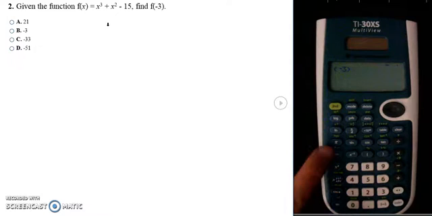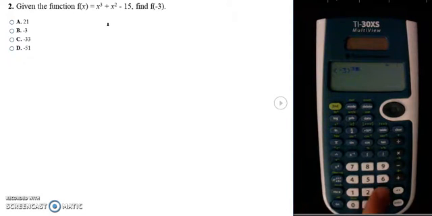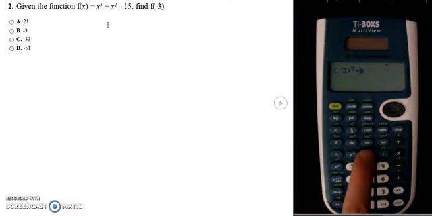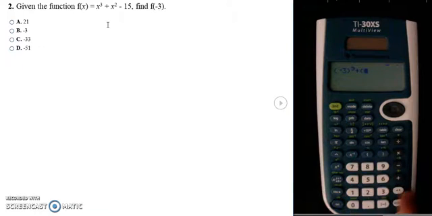So then I'm going to use my caret button to cube it, my right arrow to be done with the exponent, and then I have a plus x squared. So that means I'm going to have a plus, and then instead of the x in parentheses, I'm going to type in a negative 3, and that's squared. So I type my square button, and then it's minus 15. And I press enter, and I see that my answer is negative 33, which is choice C.